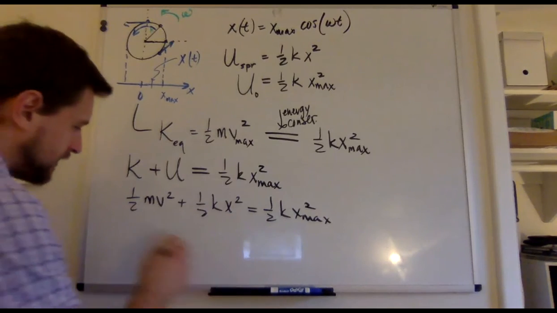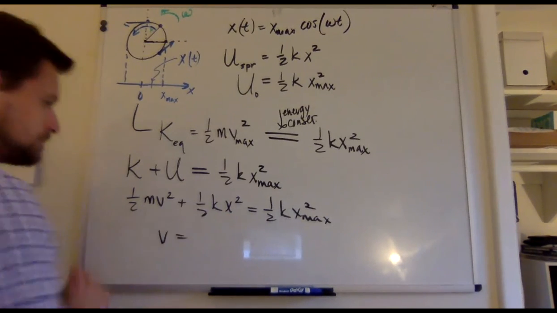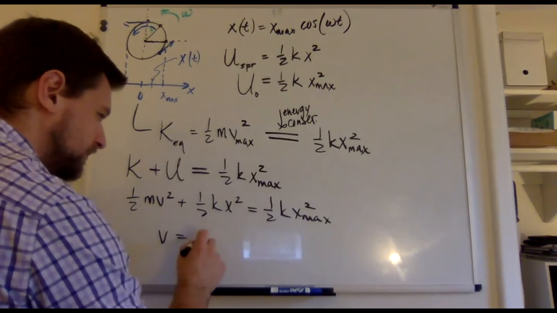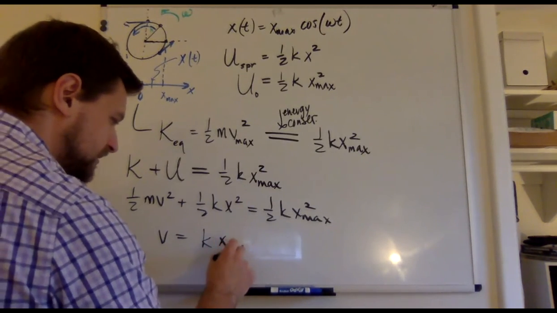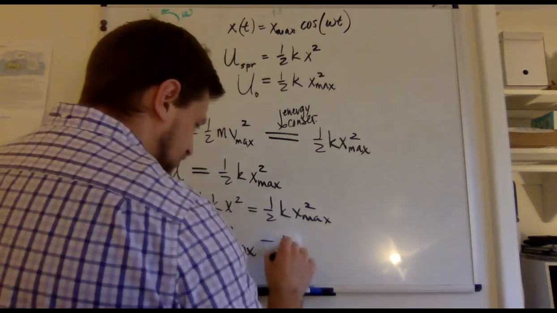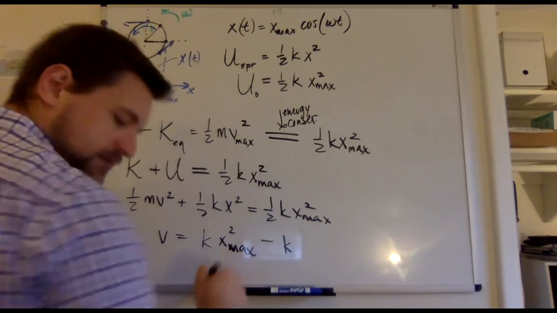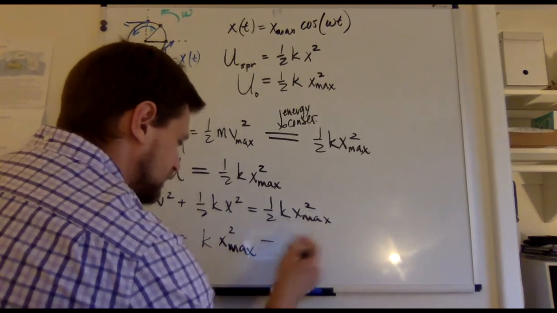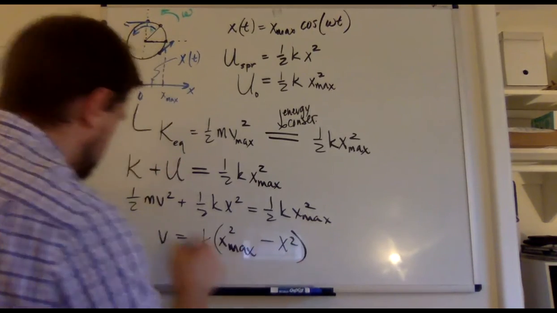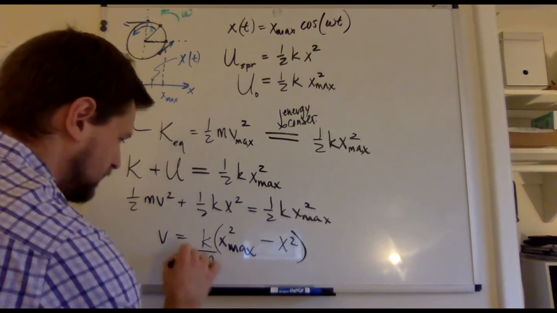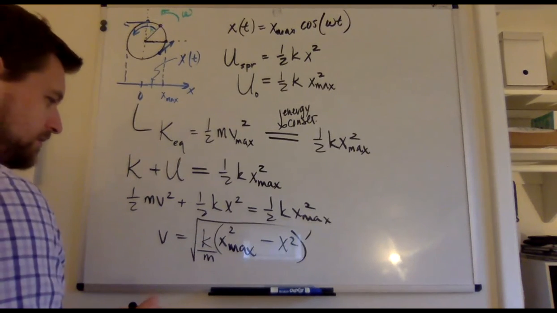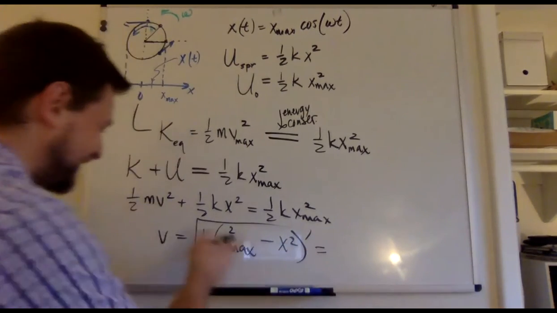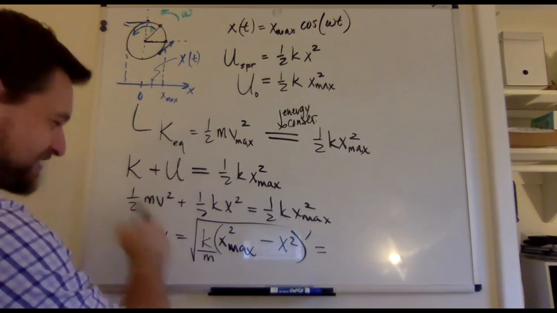Let's solve for v. We're going to move that one to the other side. Let's multiply through by 2. We've got k x max squared minus k. Well, let's factor out the k. x squared, divide through by m, and take the square root. We're back. This is the same formula we had a minute ago for the speed as a function of x.